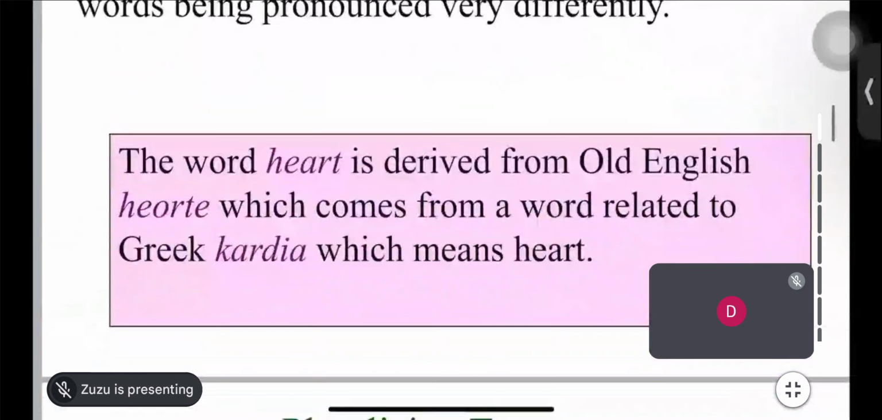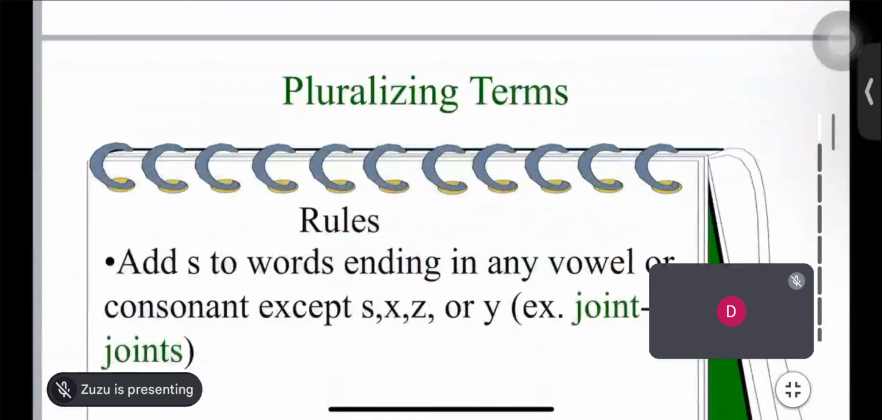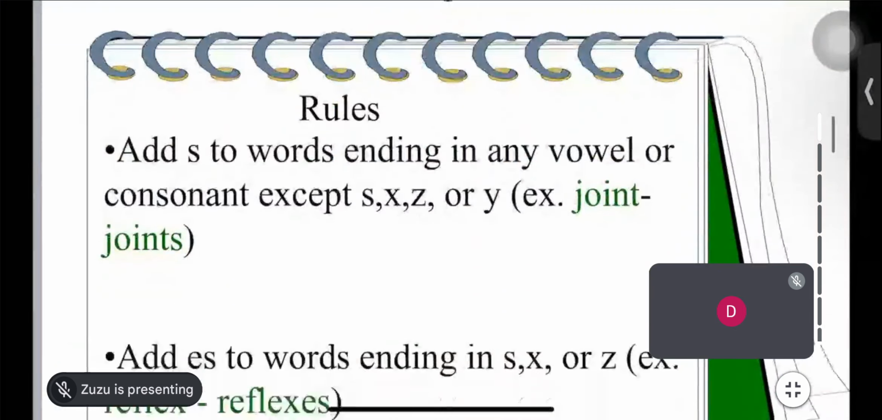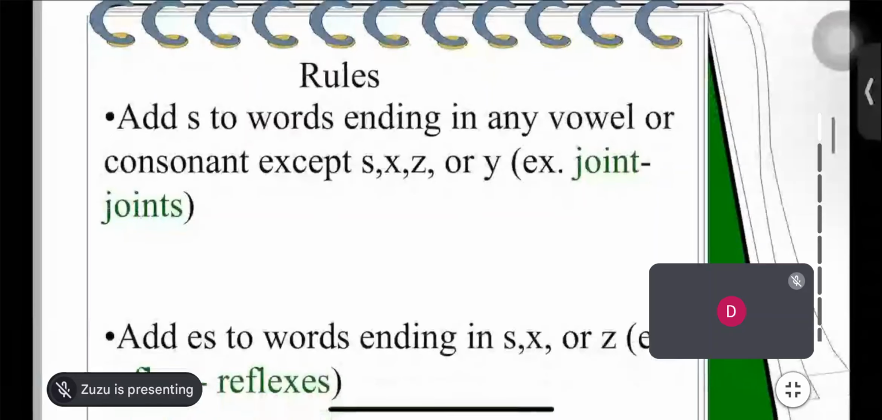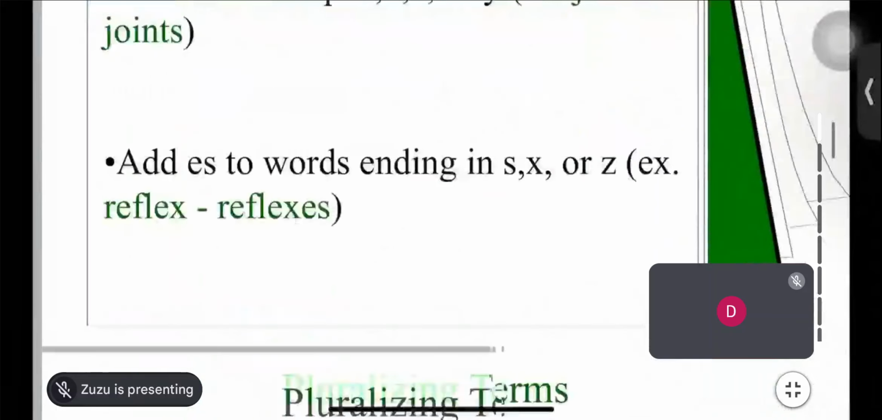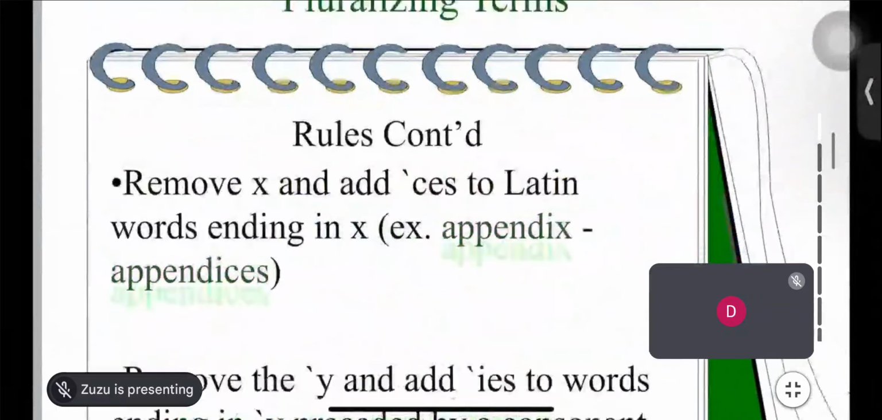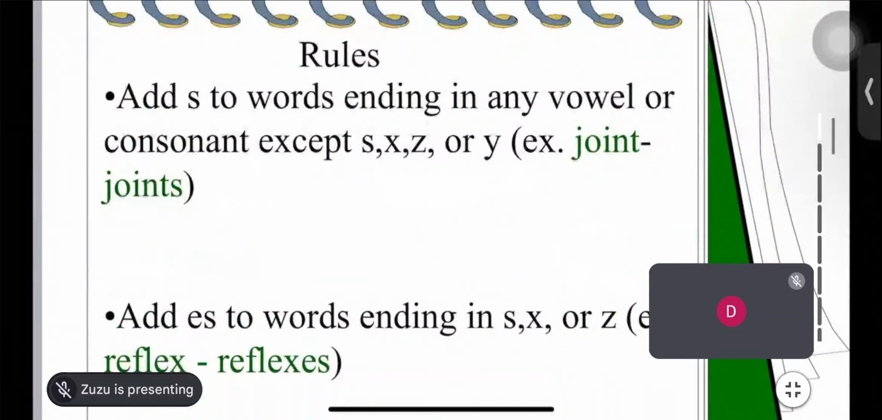Pluralizing rules: you would add s to words ending in any vowel or consonant except s, x, z, or y. The example here is joint, and joints is the plural. You would add es to words ending in s, x, or z, with the example of reflex or reflexes.